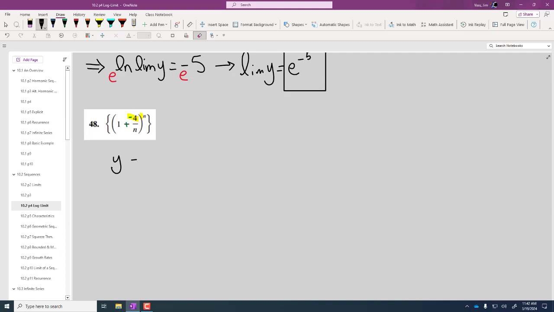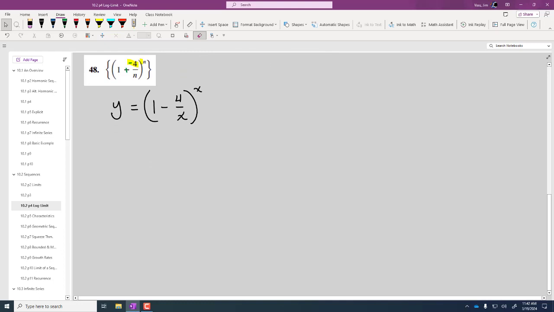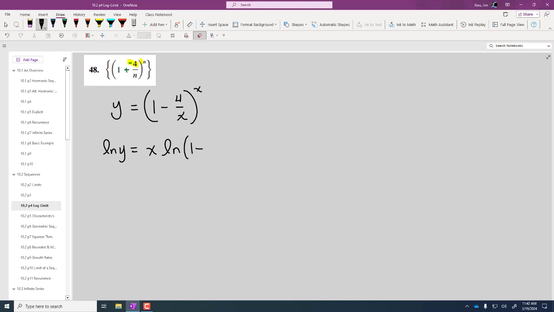So we're going to say y is equal to 1 minus 4 over, I'll use an x out of habit. It's fine if you want to use an n. Then we take the natural log of both sides. We can be efficient here. We're taking the natural log. The whole point is to allow the x superpowers to come down in front. So this is going to be x times natural log of 1 minus 4 over x. And then we take the limit of both sides.